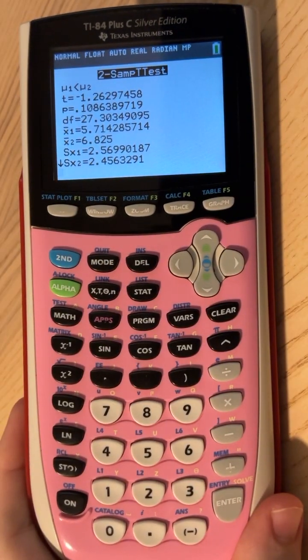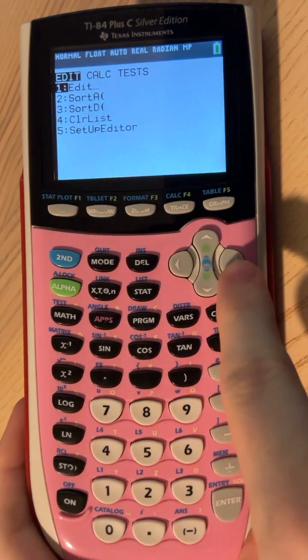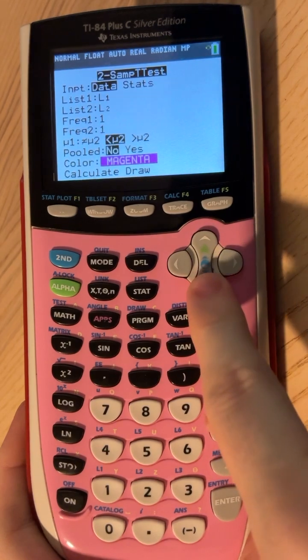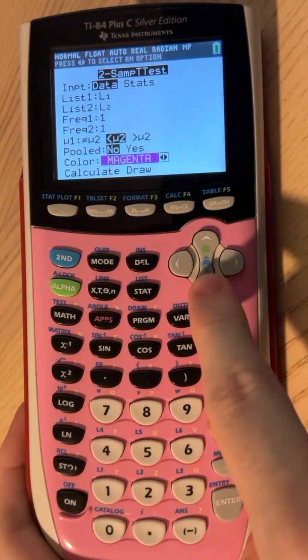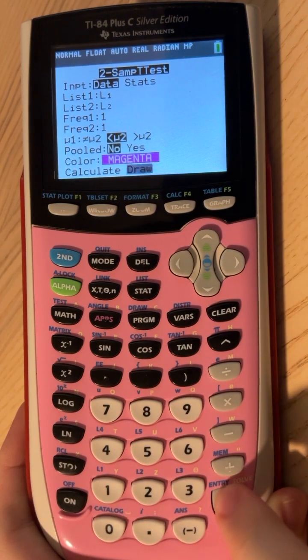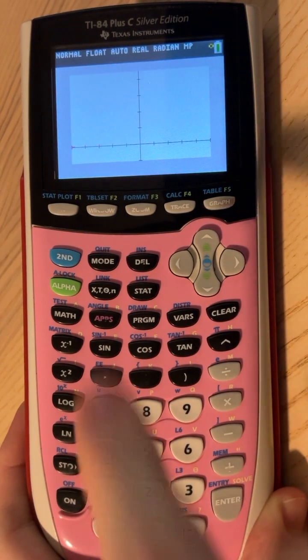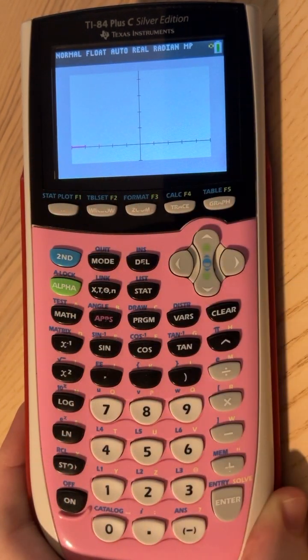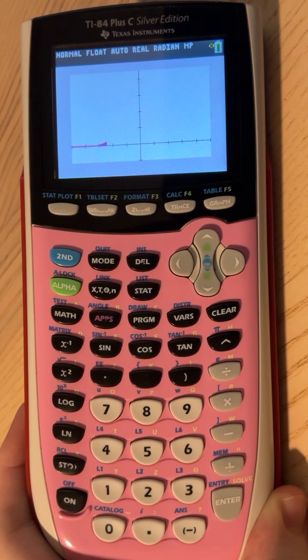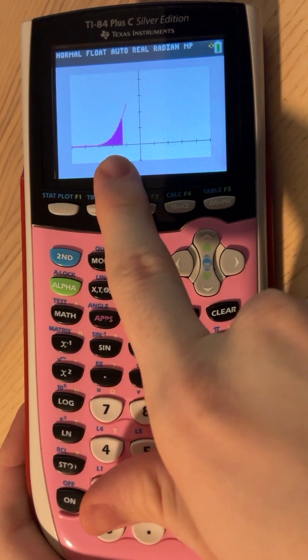Just to show you what it looks like if you draw it, because it's very cool, you would go into Stat, then the Tests tab. I can just press 4. And then if we do everything the same, but we draw it instead, you could choose any color you like, but I just picked magenta. Then it will actually draw the distribution, and you can see what your t-value is going to look like for your context. So remember, it's a left-tailed test here.